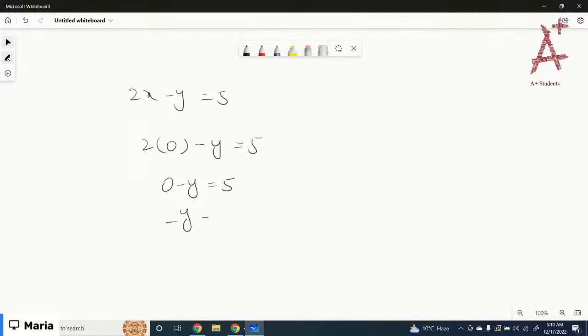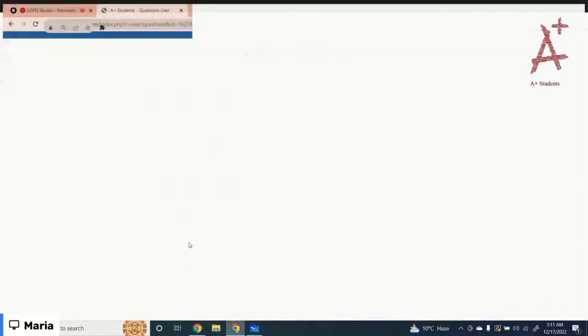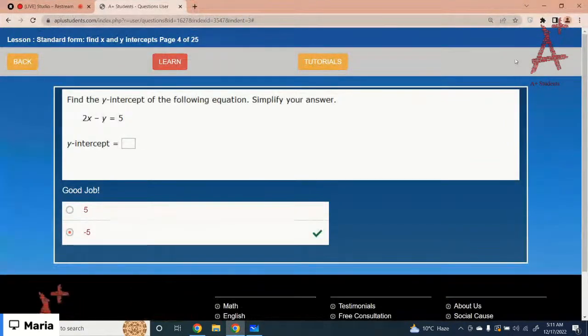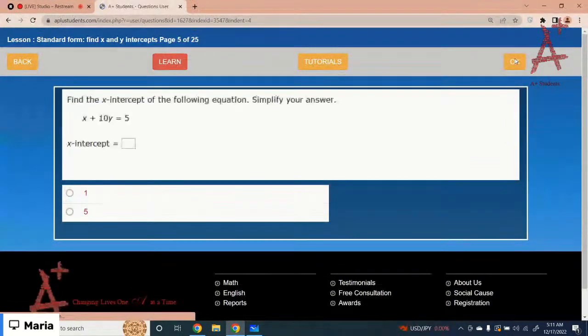It would be then negative y equals 5. So y equals negative 5. Got it? So just select the correct option and click on the OK button. Got it? Okay, for the next one, find the x-intercept of the following equation. Simplify your answer.